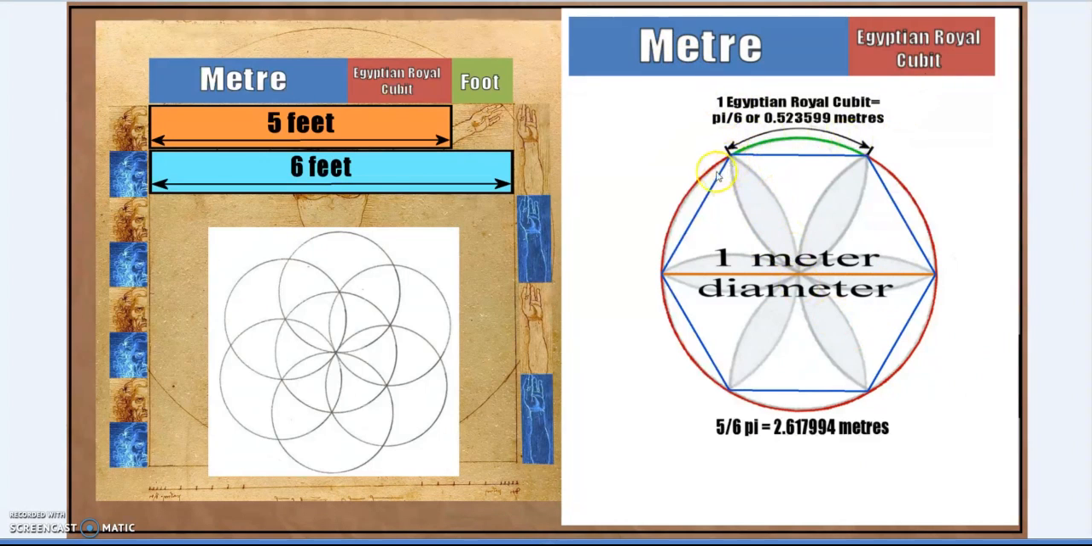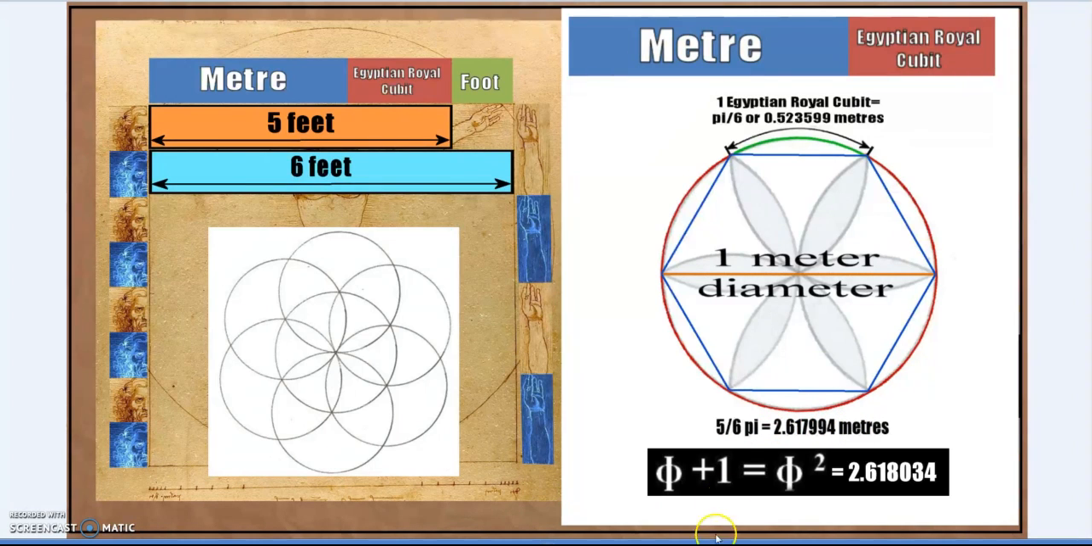So 1/6, so the other 5, so 5 over 6 times pi equals 2.617994 meters, which brings us back to phi, the golden number. Phi plus 1 equals phi squared equals 2.61803398. So I've just rounded it off.